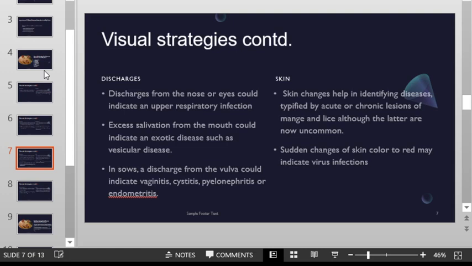And then sometimes you can see sudden changes in the animal's skin color. The animal might suddenly get reddish, and when you see signs like this, it may lead to something more serious like African swine fever. So you want to be able to look out for this and immediately isolate such sick animals. So sudden changes of skin color to red may indicate certain virus infections.